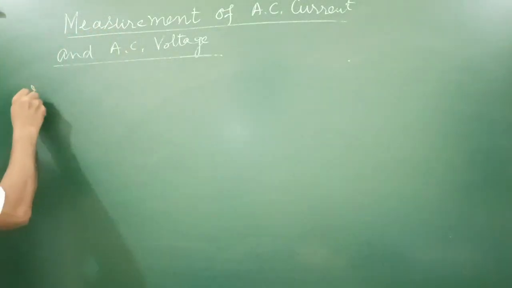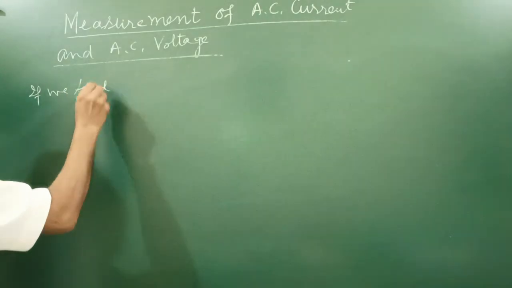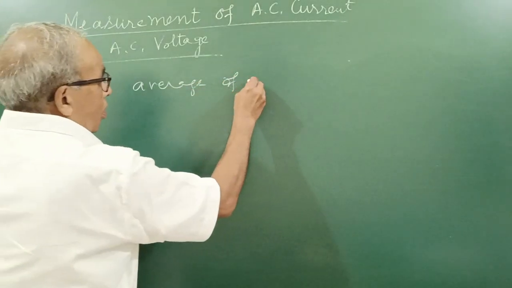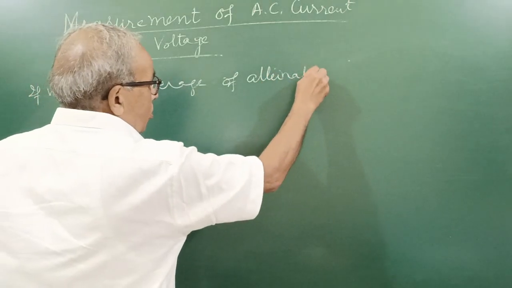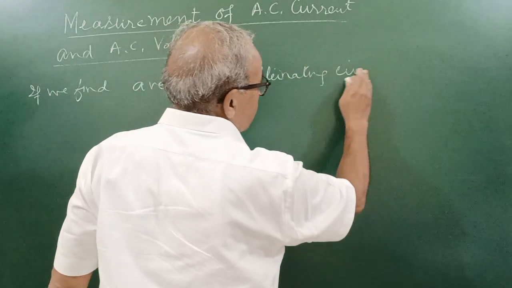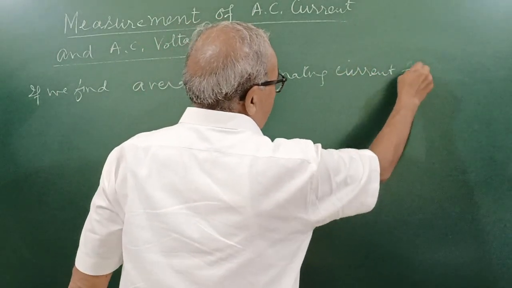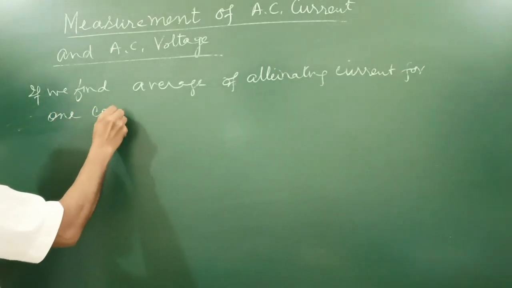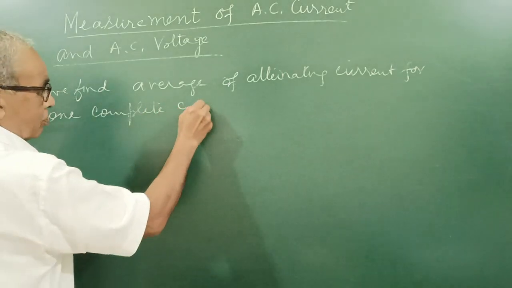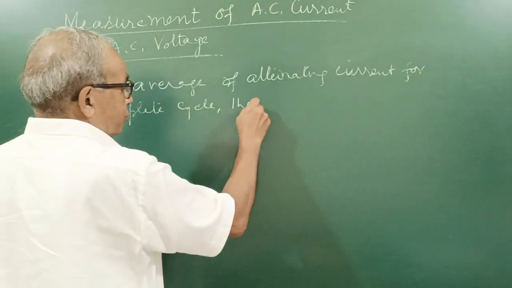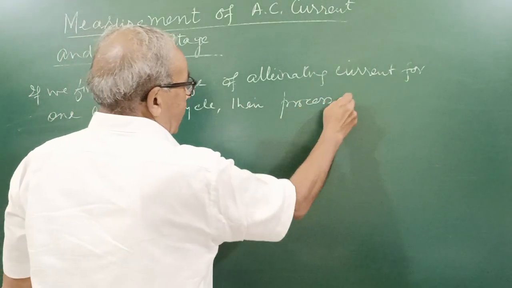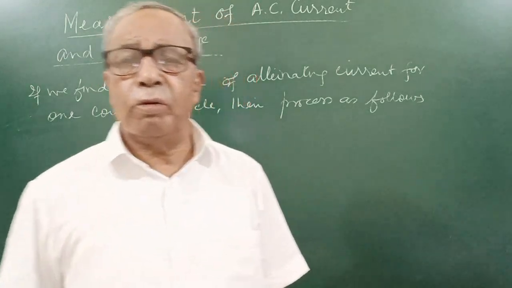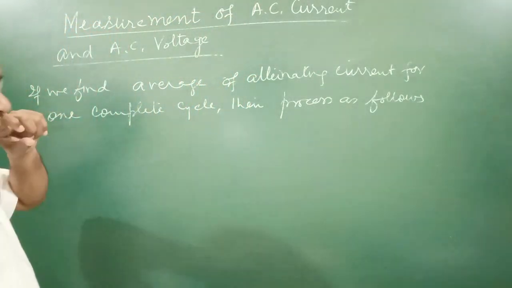If we find the average value of alternating current for one complete cycle, then we proceed as follows. Your way of thinking may be different from me, your expression may be different, but this is my natural way of telling you things. As follows.